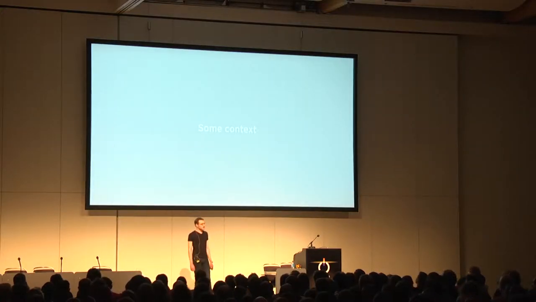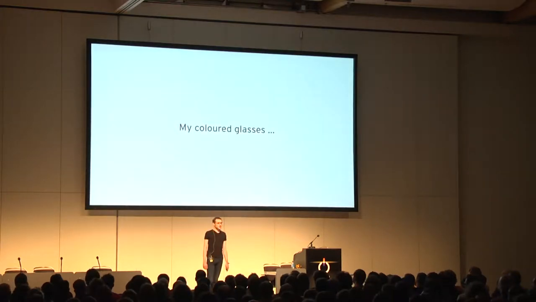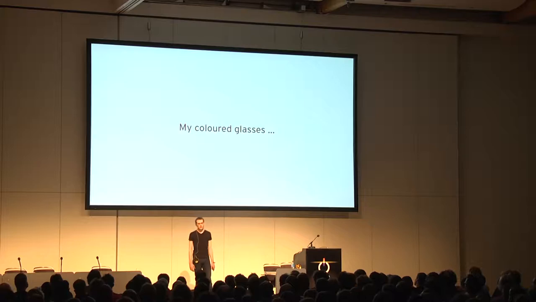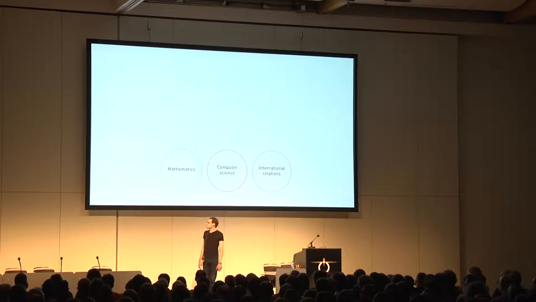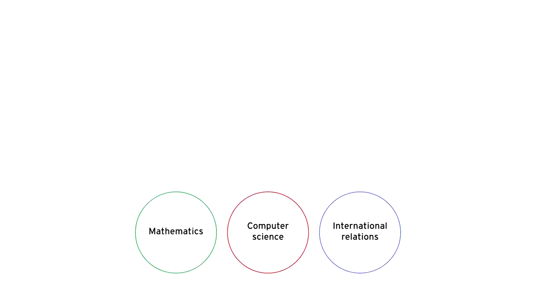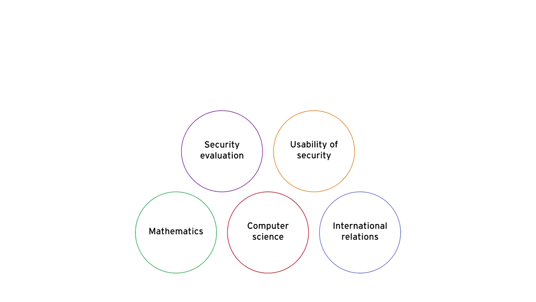Now, some context, something about myself, so you have a bit of an idea about where I'm coming from and what colored glasses I have on. So, pretty much my background is in mathematics, computer science, and strangely enough, international relations. My professional background is that I've been doing embedded systems security evaluations and training, and I've also been a PhD student studying the usability of security. Currently, I teach the new generation, hoping to bring some new blood into the security world.